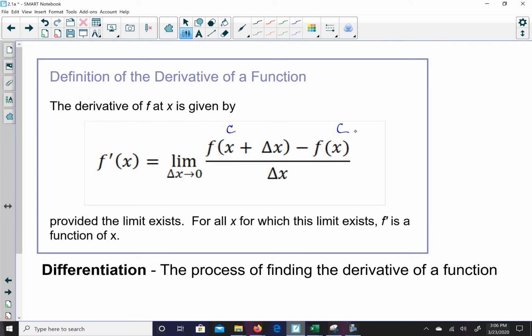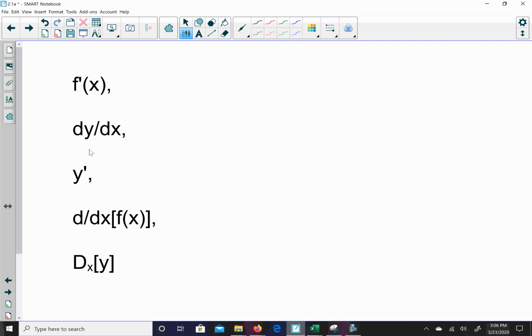So this is called the derivative of a function, and there are different ways that we can write it. When we're finding a derivative, we can write it as f prime of x, the change in y with respect to the change in x, dy dx, y prime, which is also the derivative, d dx of f of x, and then d dx y. Those are all the different notations for a derivative.